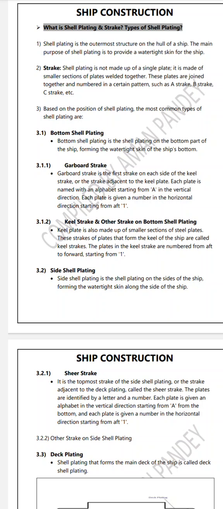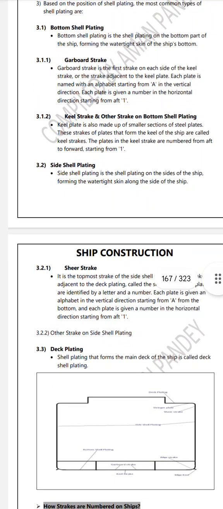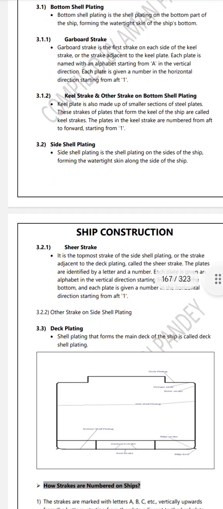These plates are joined together and numbered in a certain pattern such as A strake, B strake, C strake. Based on the position of shell plating, the most common type is bottom shell plating, the shell plating at the bottom of the ship forming the watertight skin. The garboard strake, just adjacent to the keel strake, is called a garboard strake.